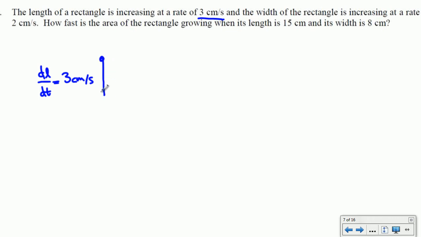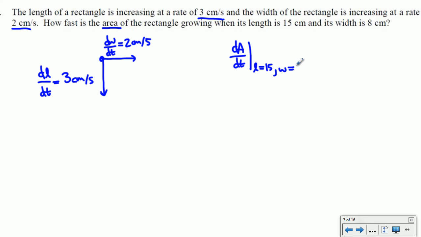So we can maybe just imagine the outline of a rectangle, and then the width is increasing that fast. So dw dt is 2 centimeters per second. And what we need is how fast is the area of the rectangle growing when its length is that and its width is that. So how fast is the area changing with respect to time when its length is 15 and its width is 8?